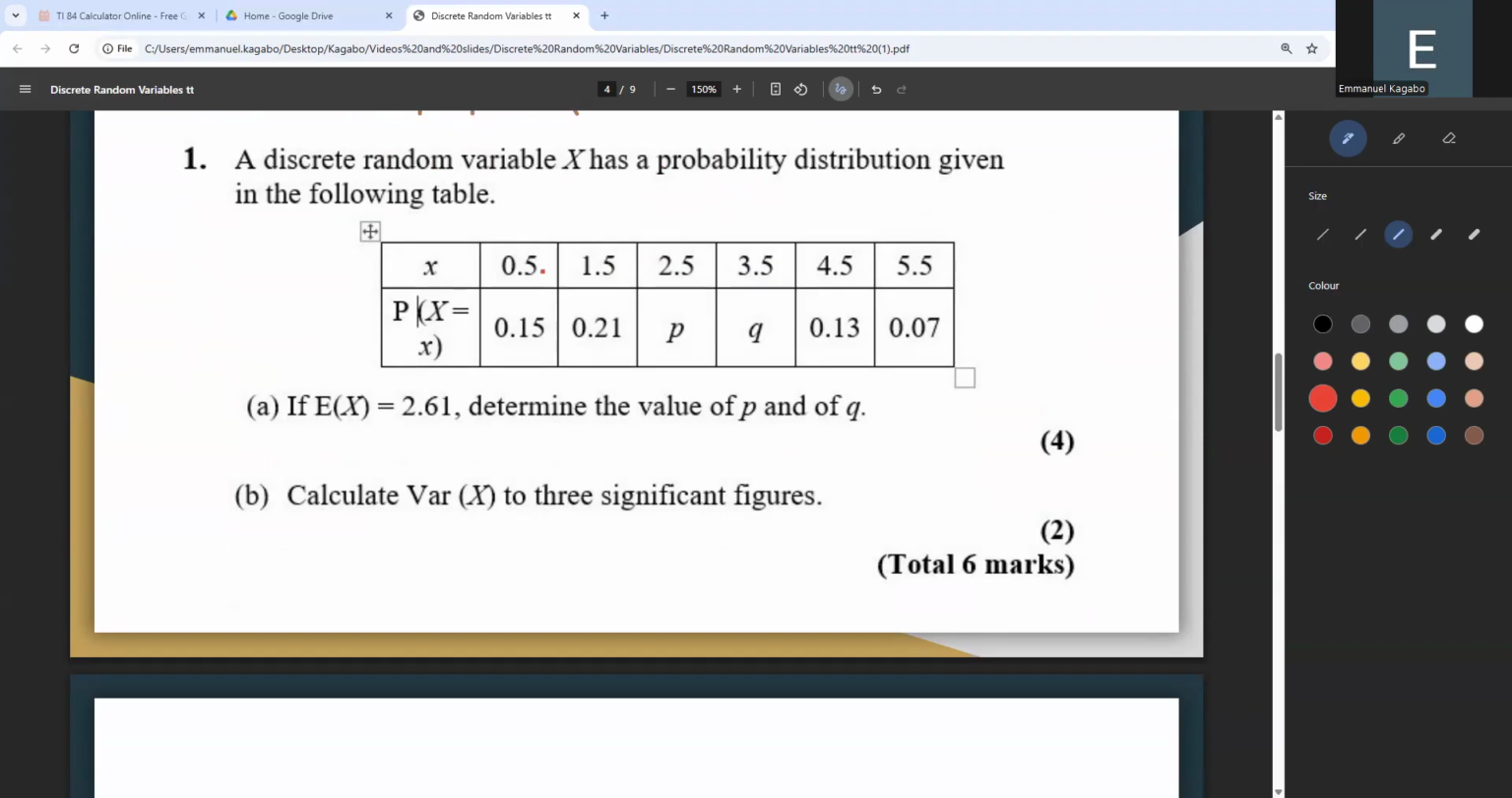They told you that your X values are taking specific values: 0.5, 1.5, 2.5, and 3.5, and they have their corresponding probabilities. And the expected value is given by that. Determine the value of P and Q. Doing this question is not hard at all. The only thing you need to know, there are 2 things. How do we get expected value? And remember, the sum of probabilities should always be equal to 1.